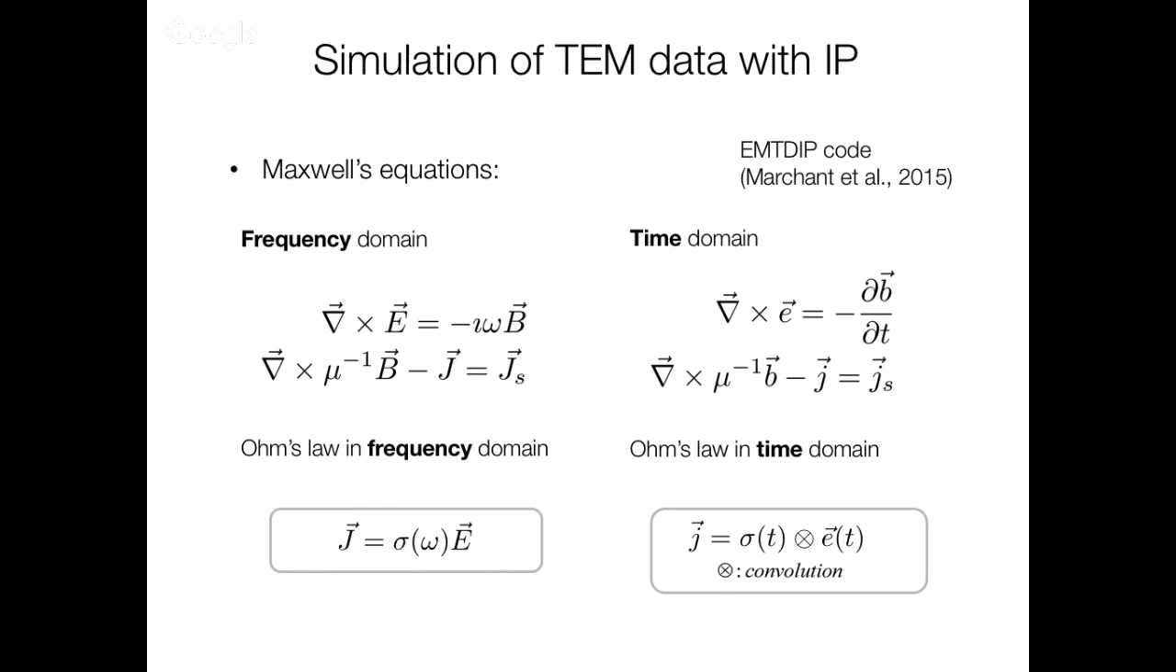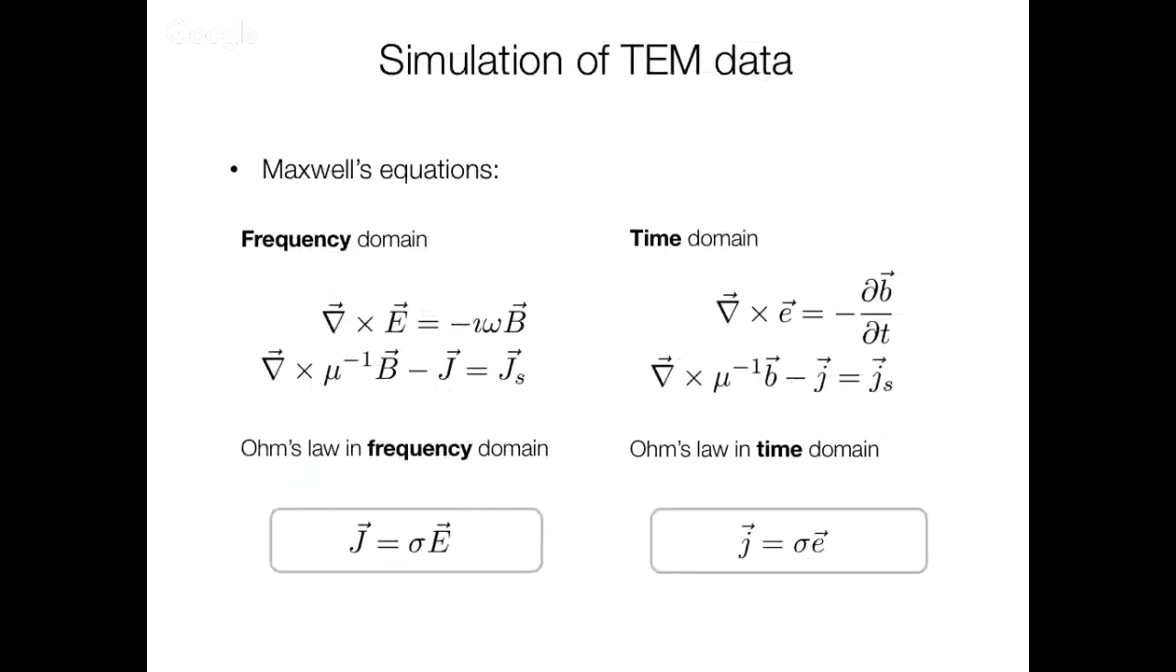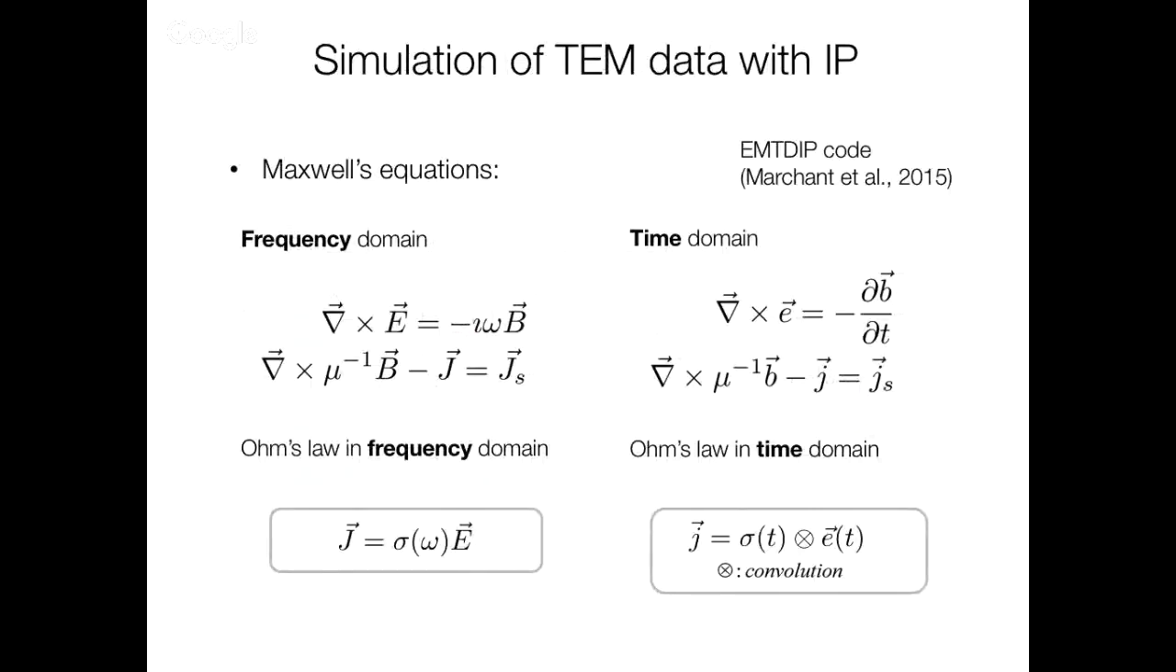The other way, and this is how we're going to do it, for a numerical result, we're going to use a code by Dave Marchant at UBC, and we still have the same equation, but now J is actually the convolution of sigma. So remember that if we've got this guy here, J is equal to sigma E, then if we're going to take the Fourier transform of that, and sigma depends upon frequency, then we have to use the convolution theorem, and that says that J of t would be sigma of t convolved with E of t. So that's what we've got here.